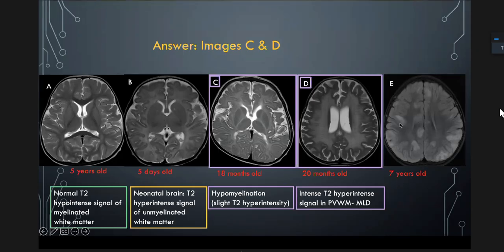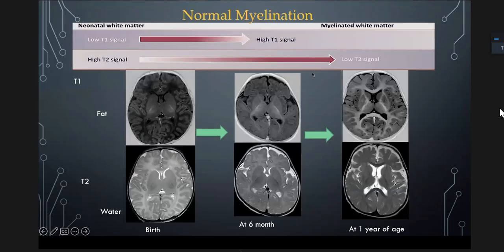And lastly, we have this 7-year-old child who was absolutely normal, and now we have these multifocal lesions, and this is a case of demyelination, so a demyelinating disease. So this is the basic. You have to understand that the first thing in pediatrics is you have to look at your myelin.